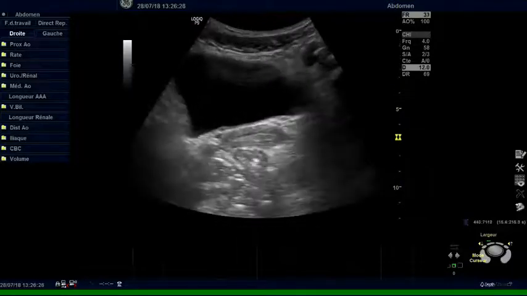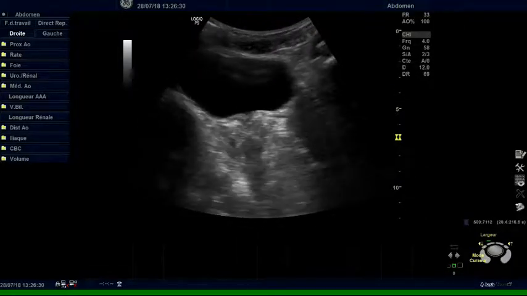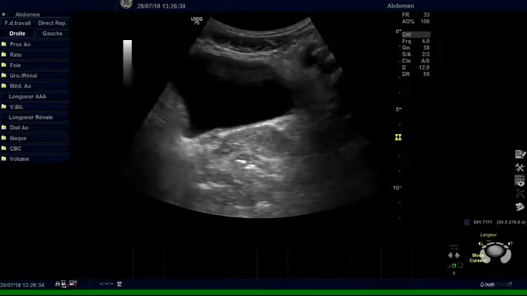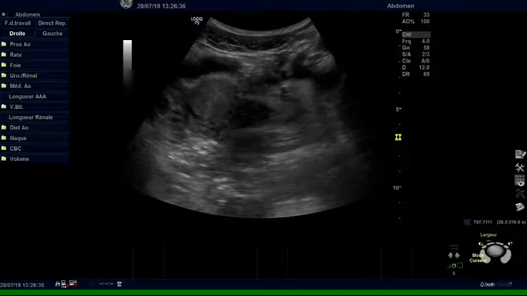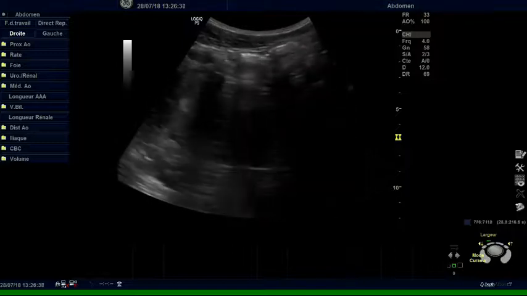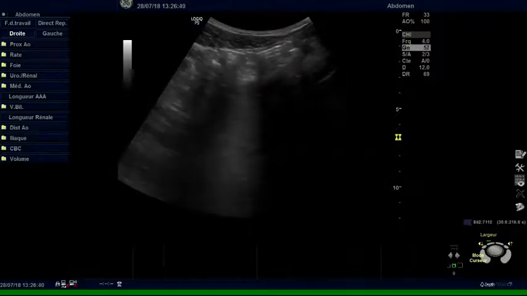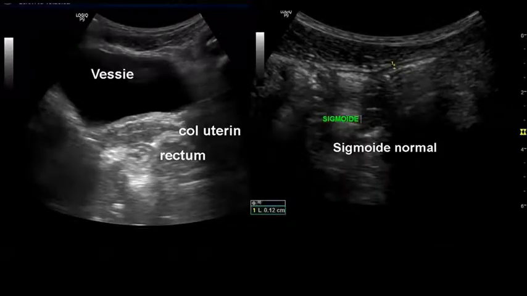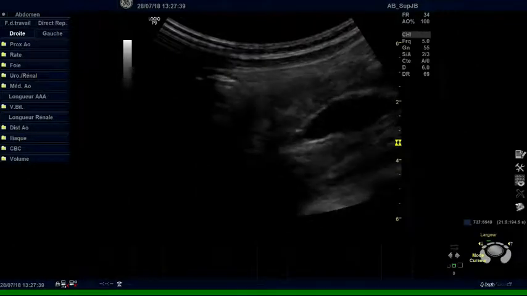Well, what you see is the rectum, you see the uterine cervix, and when you turn the probe to the left side, you see the uterus and you see the sigmoid, which is very thin with gas inside, and it's a very thin layer. You have to detect the rectum, the cervix of the uterus, the bladder, and you see the sigmoid, very thin, normal.